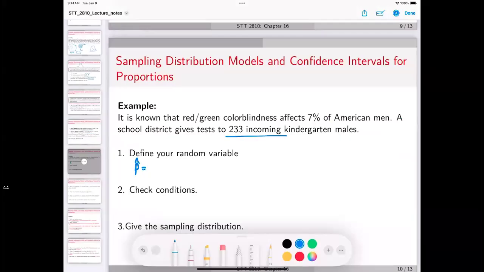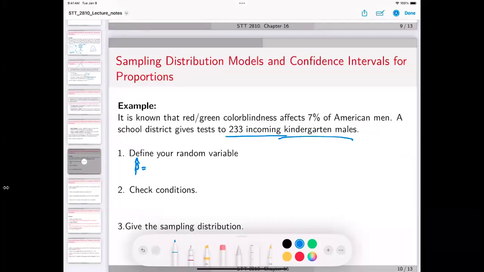Then we could also assume, when you look at these 233 men, this sample of kindergarten males, we can say for sure that it is less than 10% of the population of American males. Is that okay? American males are more than 2 million, or more than 10 million, and 233 is less than 10% of them. So the 10% rule is satisfied.